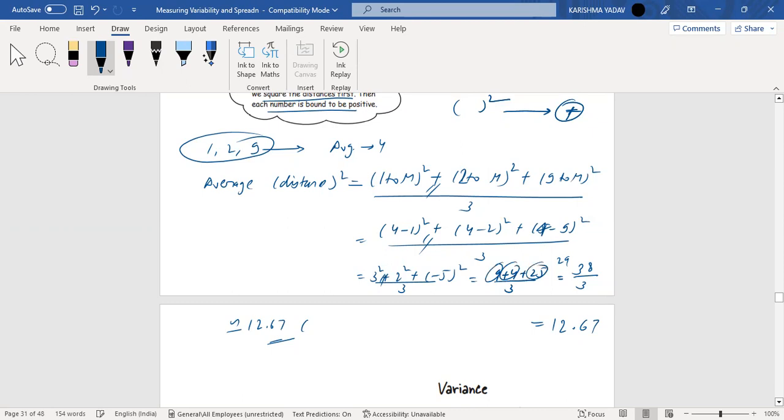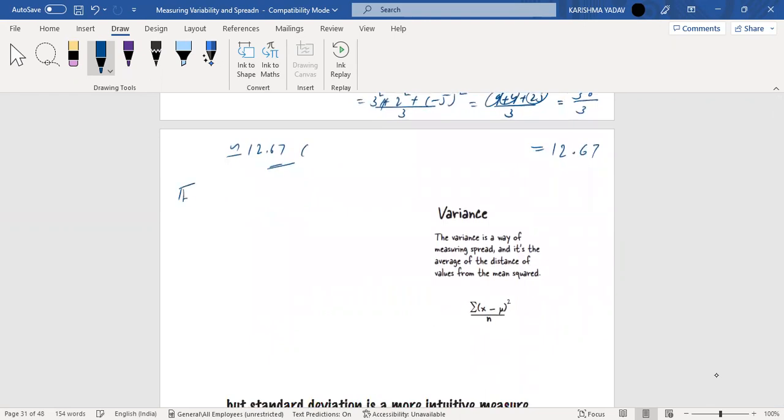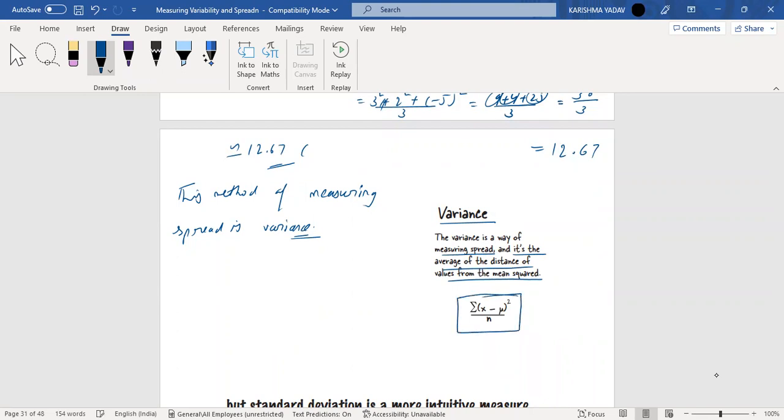Now this is the method of variance. This method of measuring spread is variance. You can see here what variance is: the variance is a way of measuring spread, and it's the average of the squared distances of values from the mean, because we are squaring the values. And this is the generalized formula; we can write it like this.